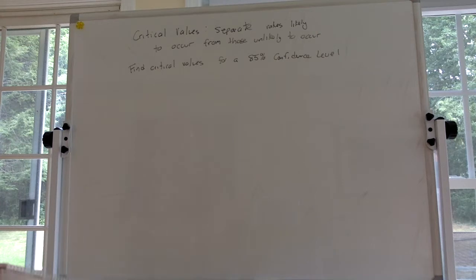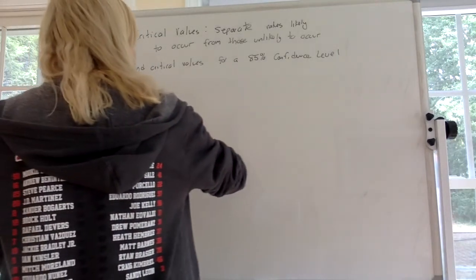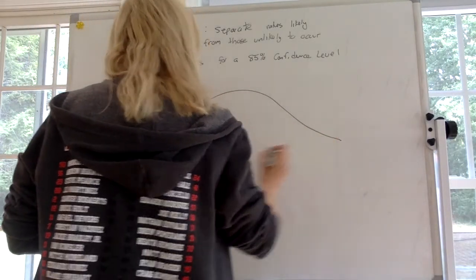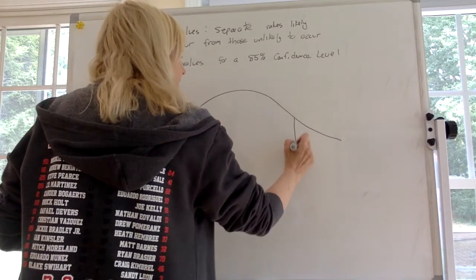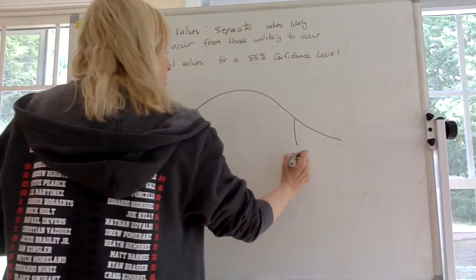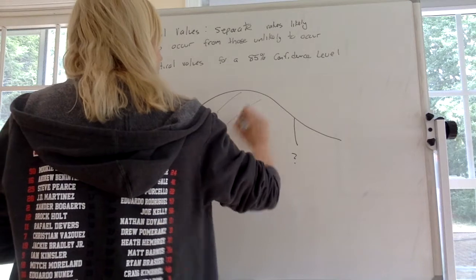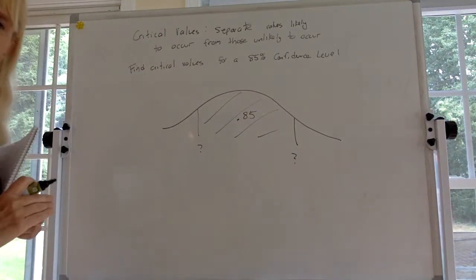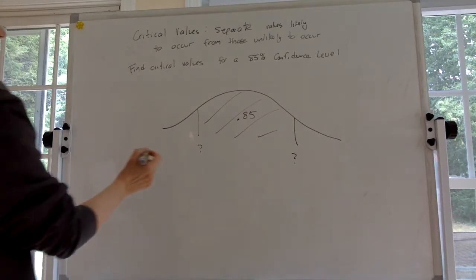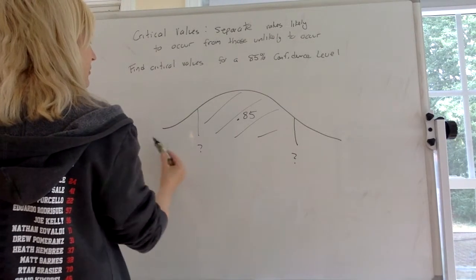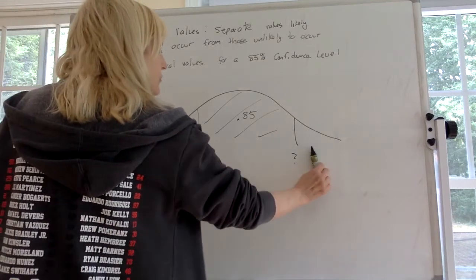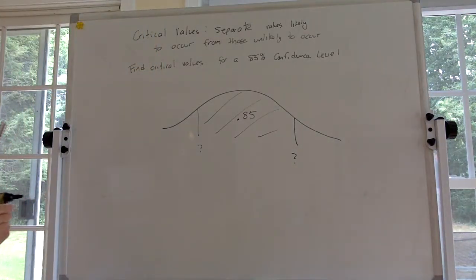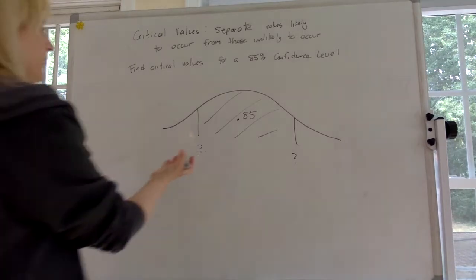They want us to find critical values for an 85% confidence level. So we're talking about normal distributions here. Basically, what this is asking is: what are the cutoff values where 85% falls within those two cutoff values? The values over here are unlikely to occur because they're really low, and the values over here are unlikely to occur because they're really high. So we've got to figure out what these are.